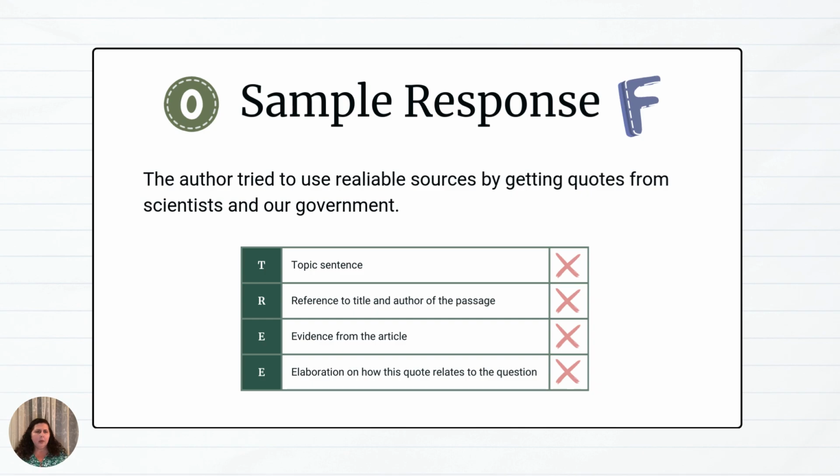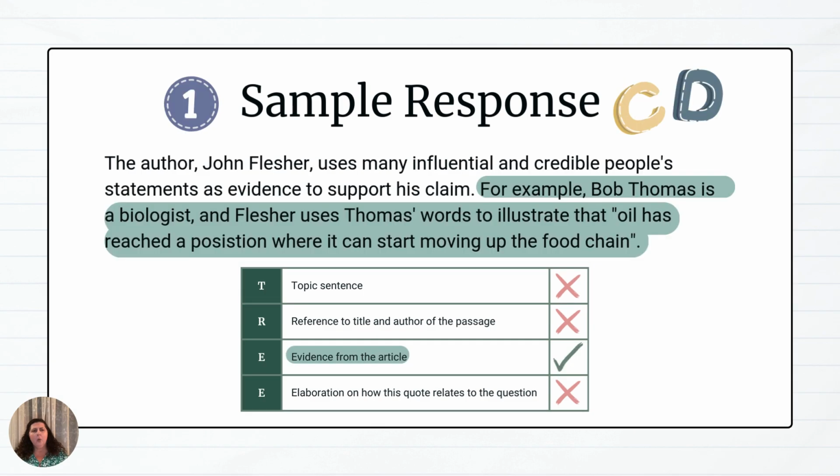So remember the motto I shared in part two, progress, not perfection? Well, the same student took the comments and discussion that I had with them and turned in this answer the next day. They wrote, the author, John Flesher, uses many influential and credible people's statements as evidence to support his claim. For example, Bob Thomas is a biologist, and Flesher uses Thomas's words to illustrate that, quote, oil has reached a position where it can start moving up the food chain.